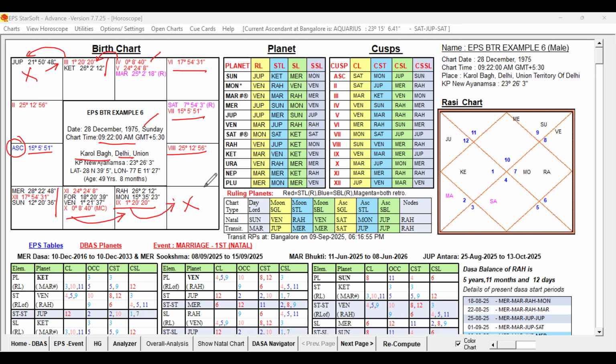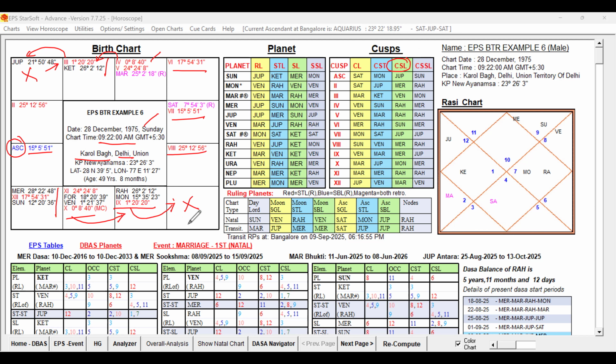So this is the first step. We have to see whether any cusps are on the border. Normally, we check whether the cuspal sublord is on the border. But here, the cuspal lord itself can be changed. That is on the border. So especially in cuspal interception, we need to be very careful.